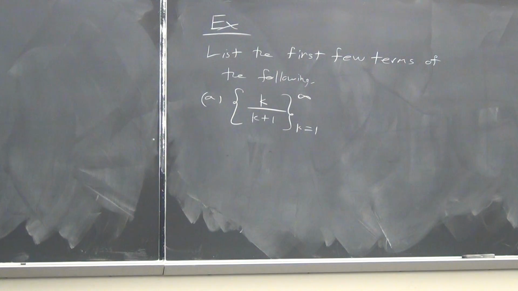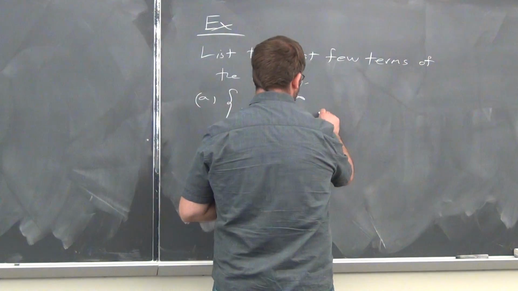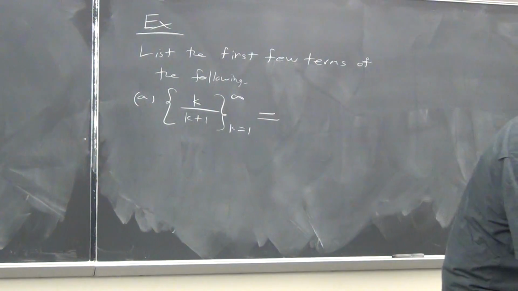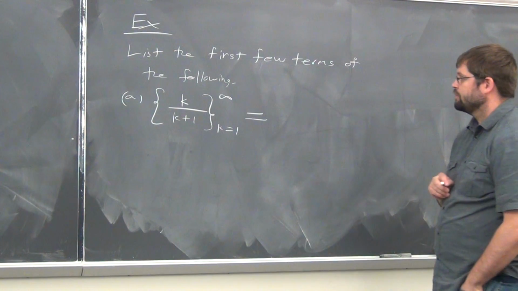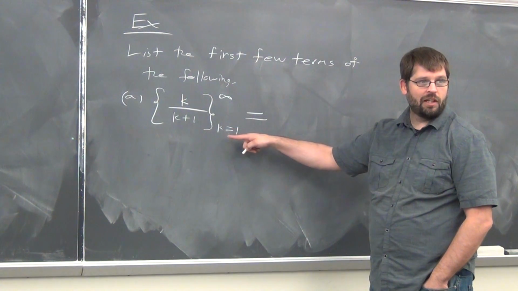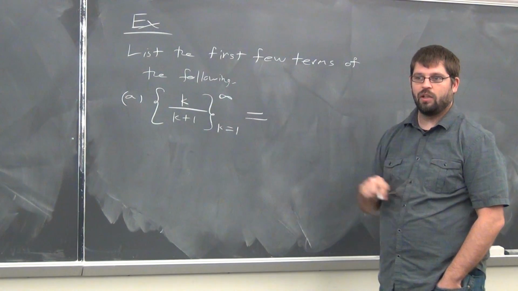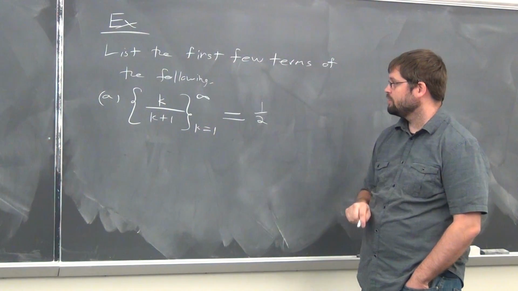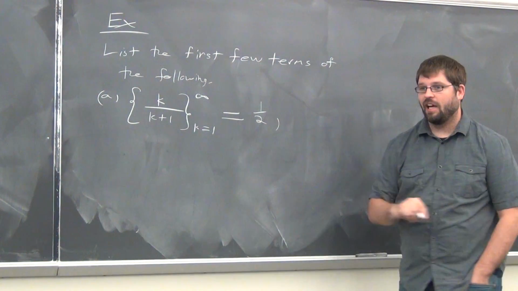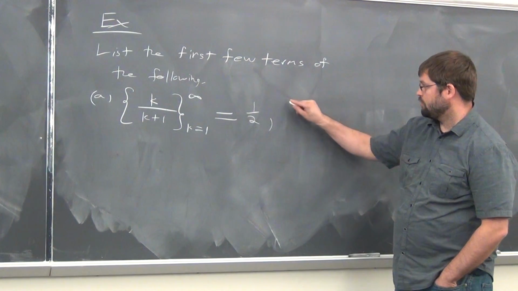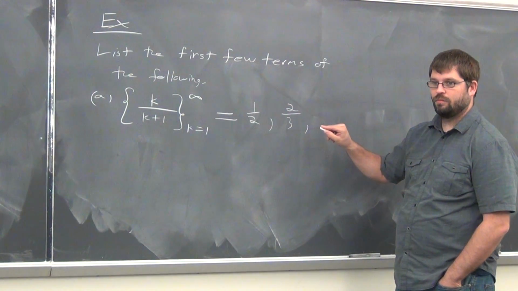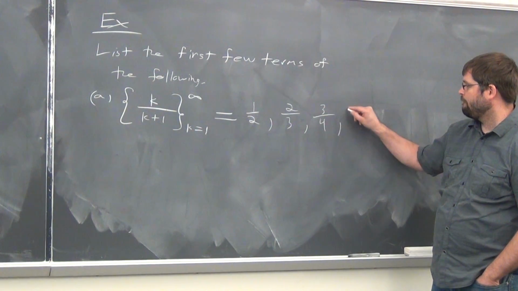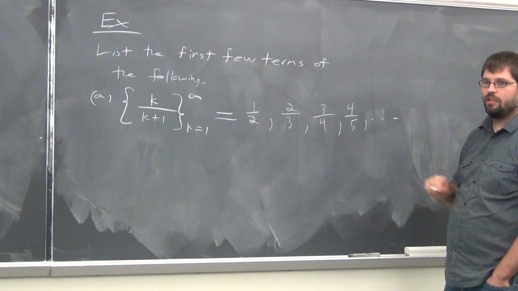Does that make sense? If we just want to list the elements, we work our way through, right? When k is 1, plug 1 in, what do we get? 1 half. So there's your first term of the sequence. And the second term is when k is 2, so 2/3. The next two are 3/4 and 4/5. Does that make sense?